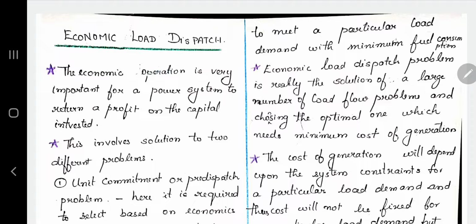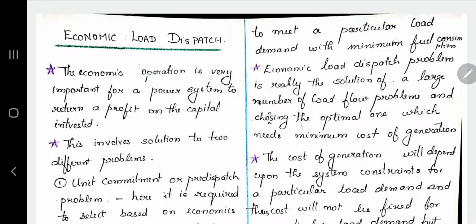Friends, we are going into class 1 of module 5, and in this class we are going to study an introduction for economic load dispatch. Module 5 consists of mainly two topics. One is economic load dispatch and the second one is unit commitment. So today we will be going through an introduction to what is economic load dispatch.